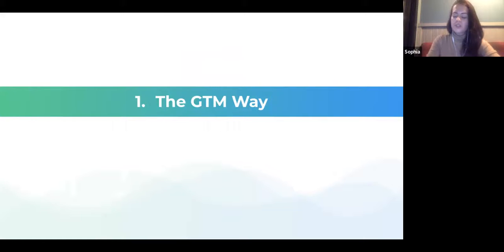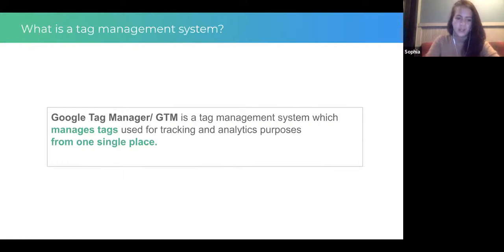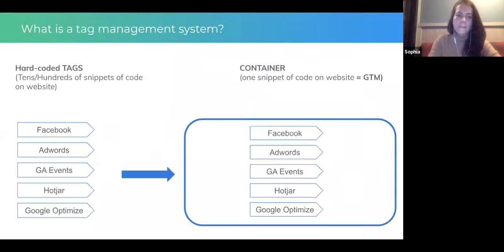Good, so why GTM? GTM has not been on the market for the last 10 years, only for the last few years. What GTM actually is, is a tag management system which manages tags used for tracking analytics purposes from one single place. So what does that mean? We know that when we have to implement heat maps, A/B testing tools, pixels, events, goals in Google Analytics, and all these things, you have to connect them in a way with your website.